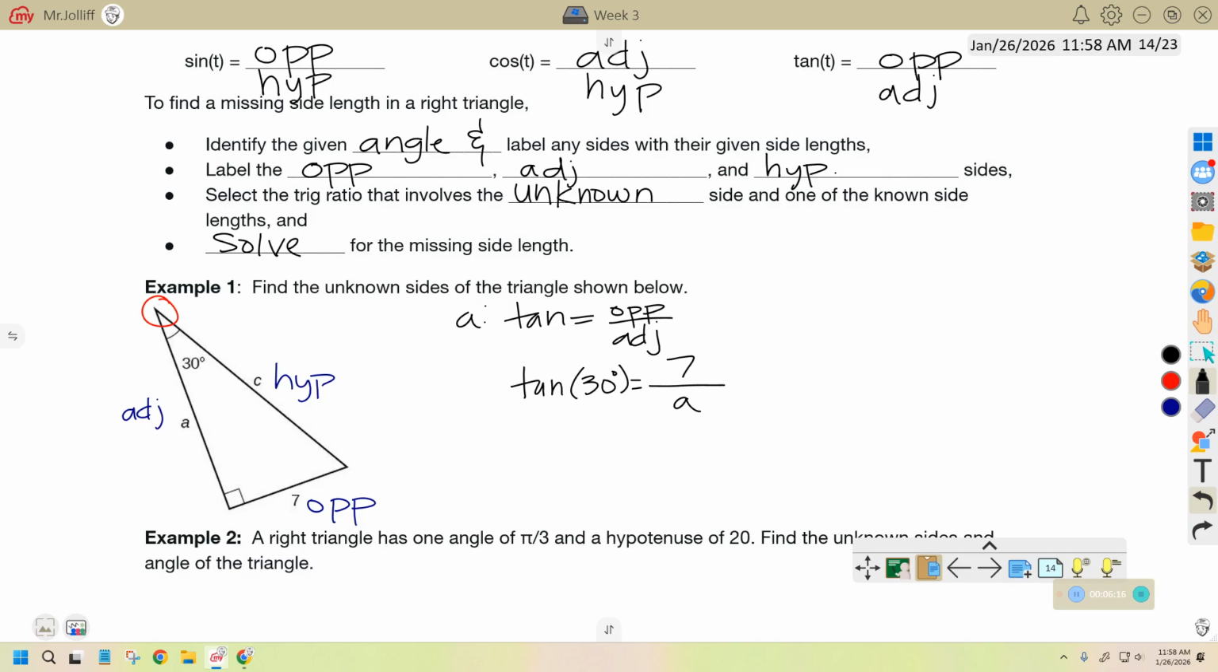Set up my ratio. Now I've got to solve for A. It's in the bottom of my fraction. How do I get it out of the bottom? Multiply. Yeah, let's multiply both sides by A. So A times tangent of 30 degrees equals 7. I don't want A tan 30, I just want A. How do I undo that multiplication? Very good, divide by the thing I want to get rid of. So both sides by tan 30.